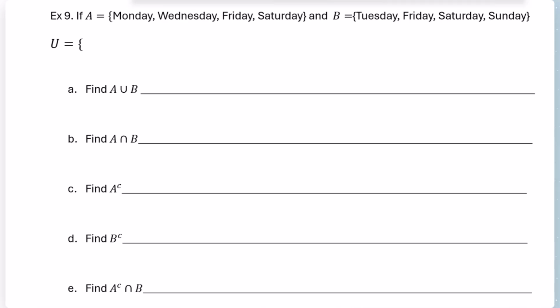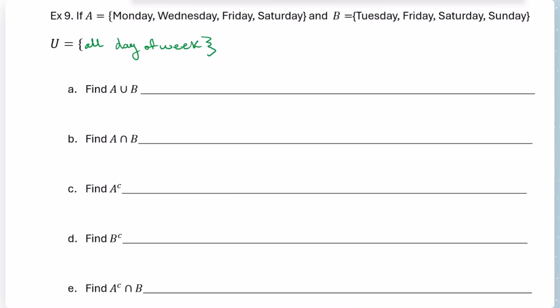Let's take an example. We're going to let set A equal Monday, Wednesday, Friday, Saturday, and set B is going to be Tuesday, Friday, Saturday, Sunday. All right, so then the universal set is going to be all the days of the week. So we're just going to kind of fill in here. So all days of the week.